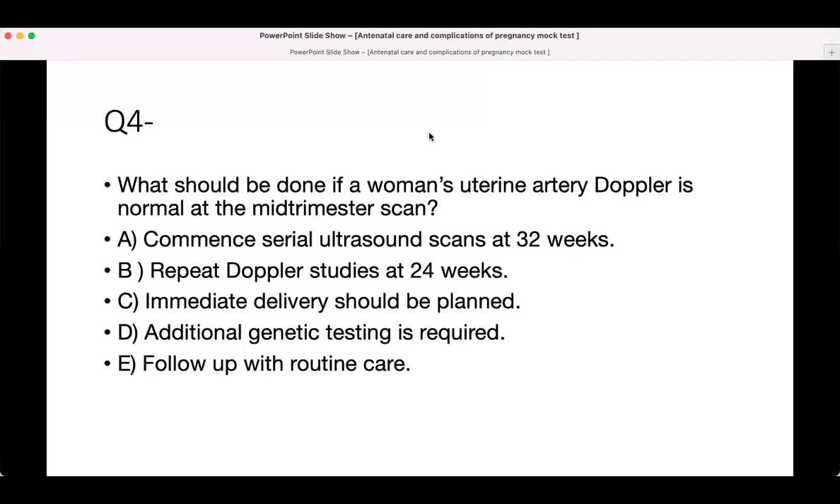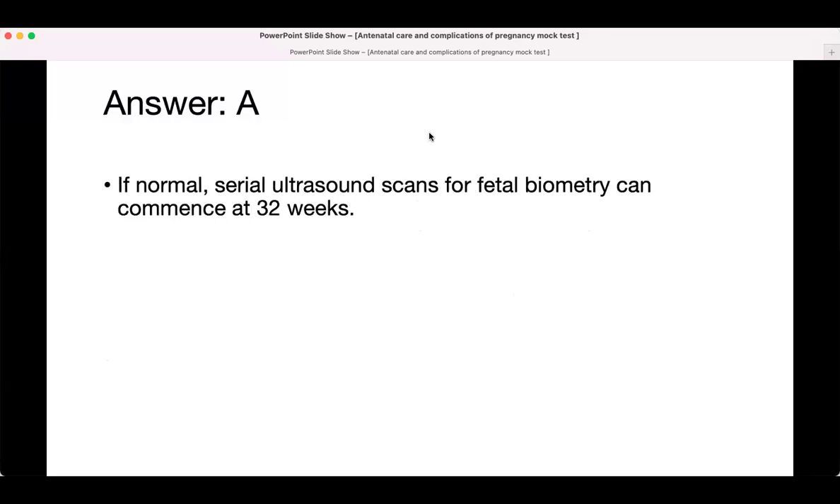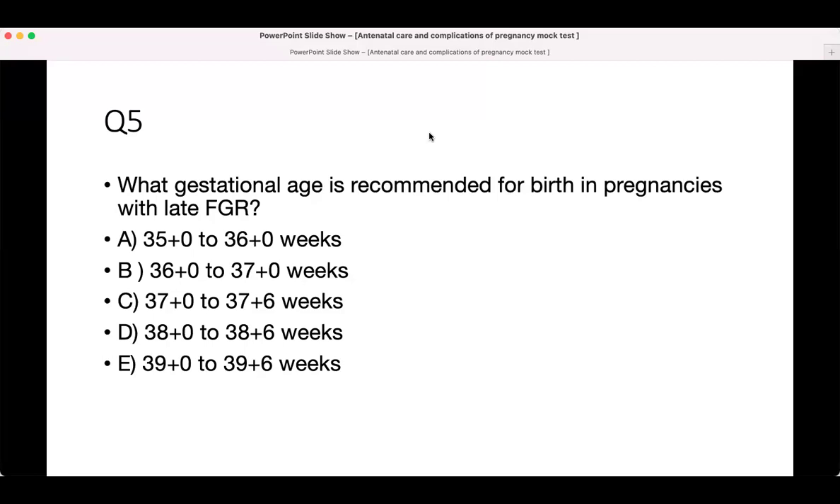So for the woman who is high risk for fetal growth restriction, we will advise to have the serial ultrasound scan at 32, right? At 32, yes, well done. Everyone who chose A is correct. So what gestational age is recommended for birth in pregnancy diagnosed with late FGR?